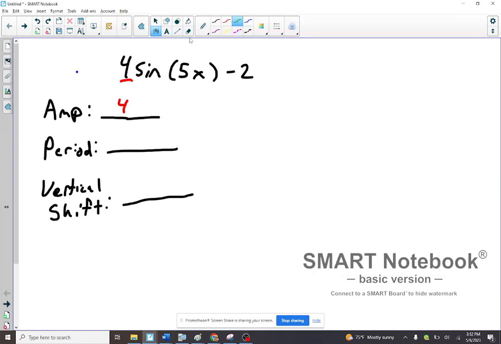All right, let's start from the top. There's three things I'm going to ask you in this set of questions. The first one is the amplitude, which is always the A value, and it is 4. This is for sine or cosine, okay?